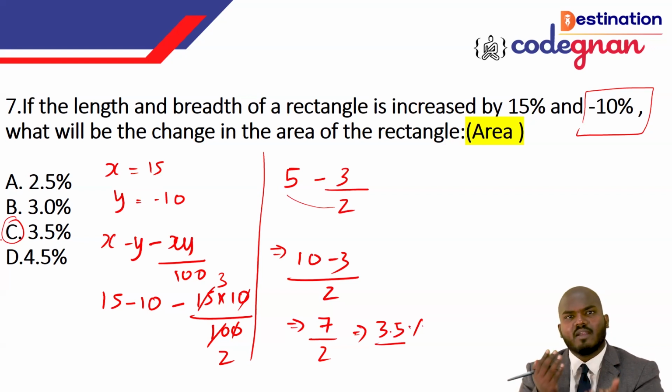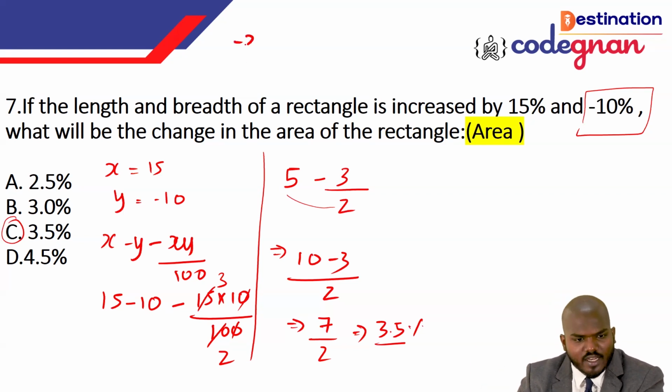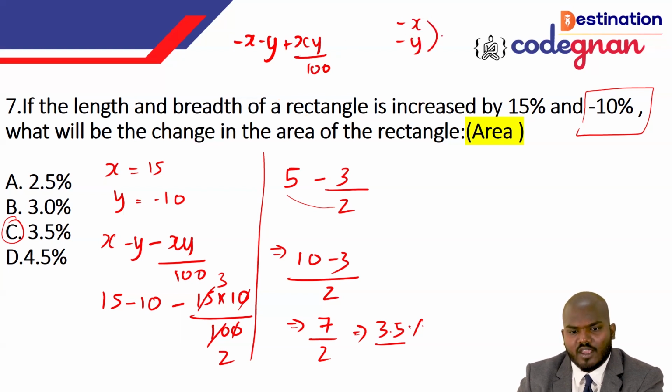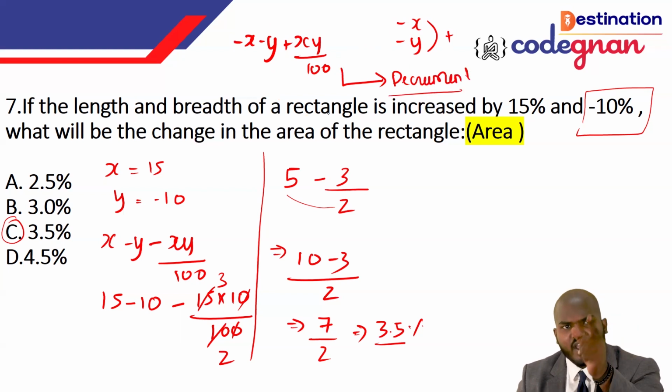If you have increment and increment, you're going to use plus and plus. If you have successive decrement, you're going to use minus x, minus y, and it will become plus xy by 100. If both of them are minus, the product will become a plus. So if you have successive decrement, two times decrements, you can use the formula and get the answer within a fraction of seconds.